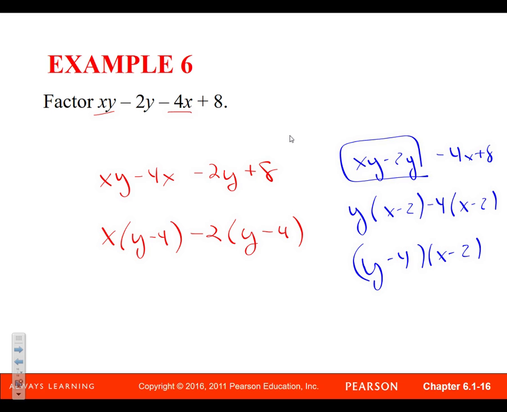Wait, so is the red one the same thing? Yeah, because what do these two have in common? It's the Y minus 4, right? Yeah. So I factor that out. This would have an X left. That would have a negative 2 left. So it's the same thing. It was a different way of grouping them. In this first one, I grouped the two like that. And then for the second example, I grouped these two together and then those two. So it really doesn't matter. As long as you have something that you can factor out, I think you'd be fine.